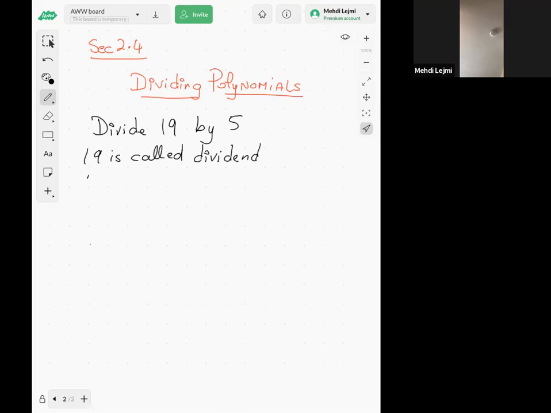And 5 is called the divisor, right? Now, when you divide 19 by 5, you get 3, and you are left with 4, right? So 19 is actually equal to 5 times 3 plus 4.